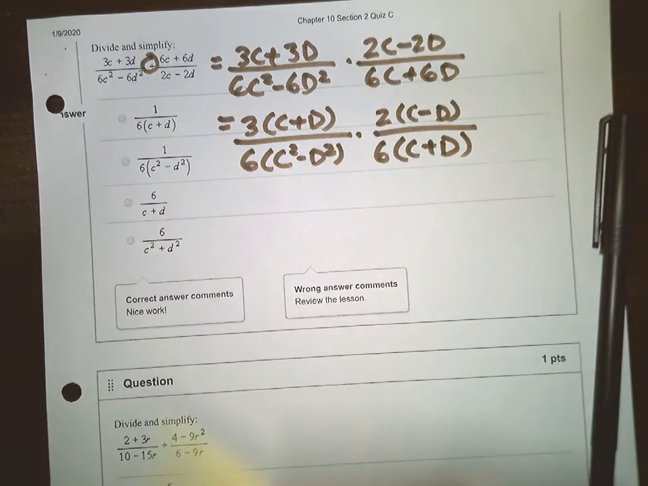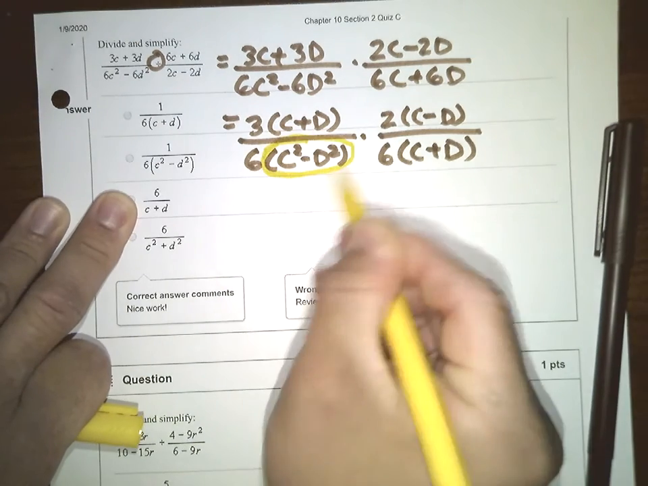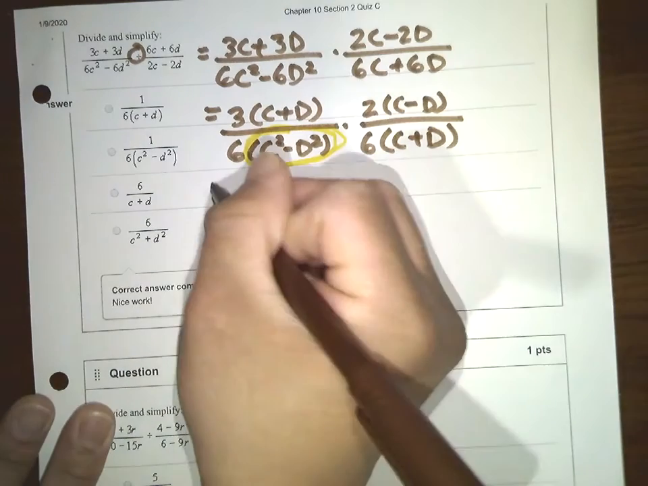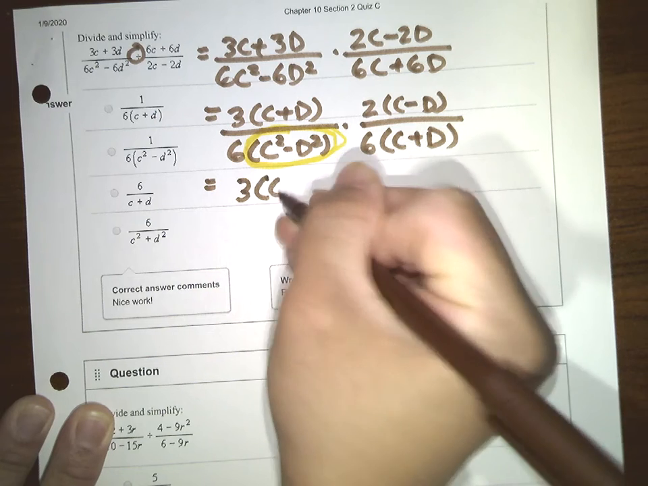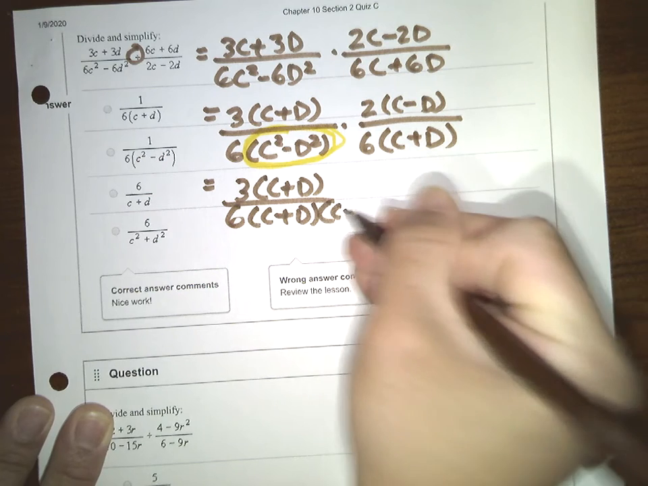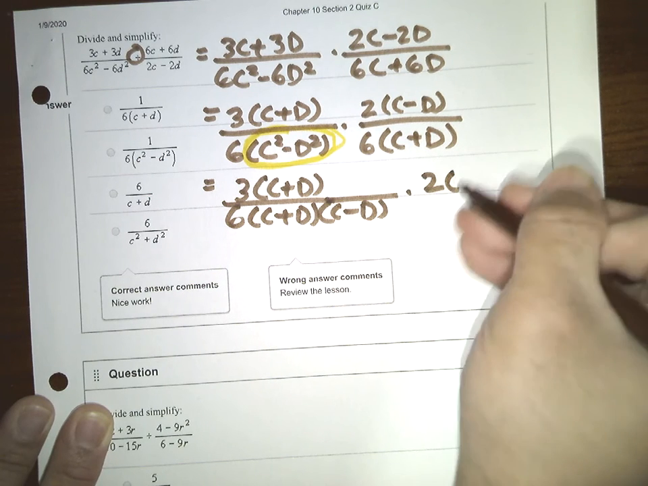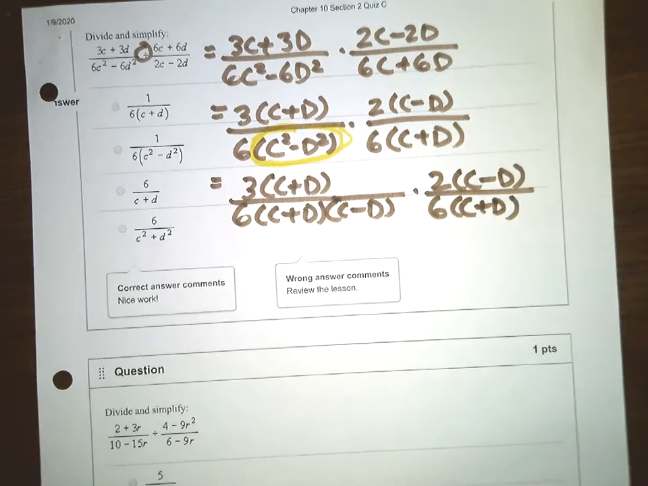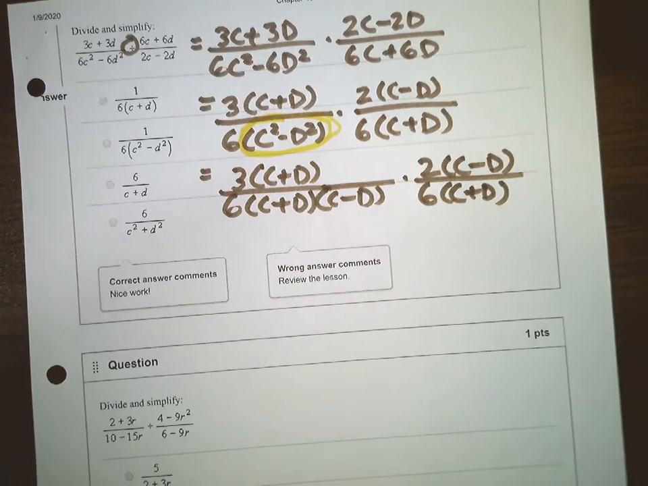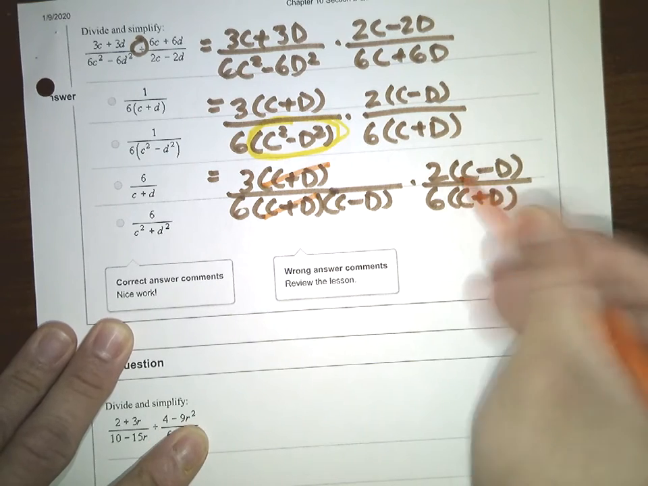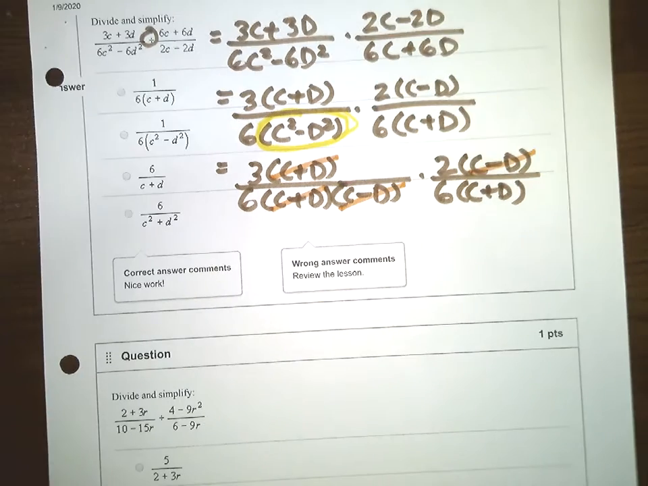Now I see that I have a difference of two perfect squares here that can be factored even further. So I have 3 times c plus d over 6 times c plus d, c minus d. Then 2 times c minus d over 6 times c plus d. Then go ahead and divide out all of the common factors that you can. So we have c plus d over c plus d, 1, c minus d over c minus d, 1.